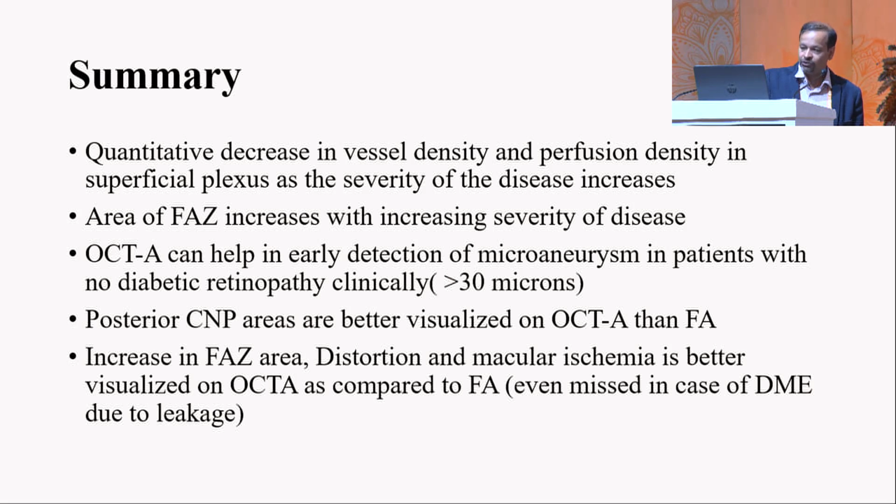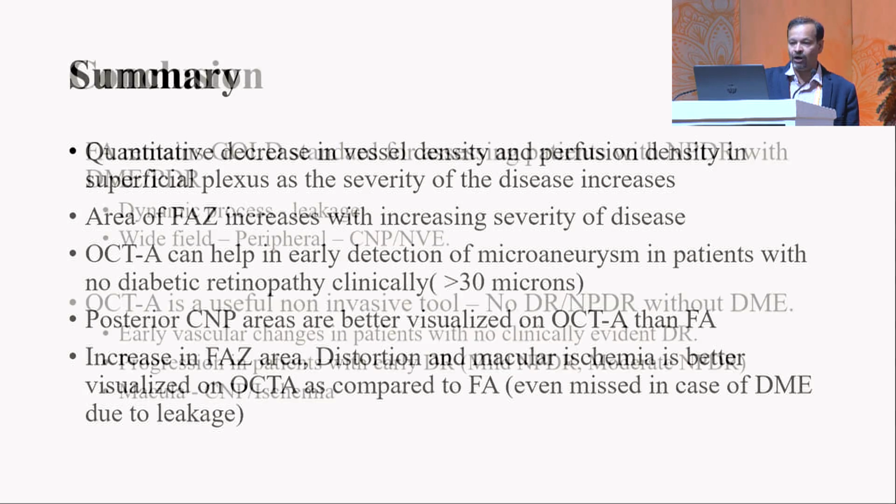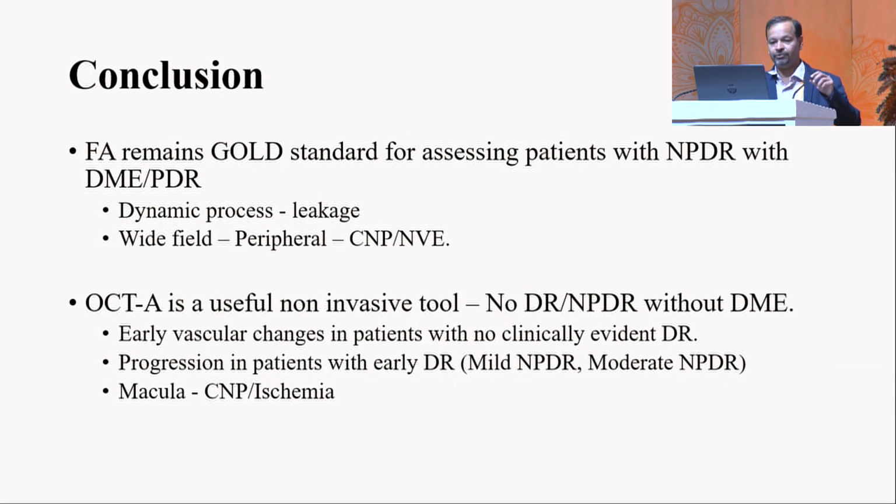And as is known, increase in FAZ area, distortion and macular ischemia are better visualized on OCTA as compared to FFA. And remember, when you assess the FAZ in these patients, it's always best to assess it in the deep capillary plexus and not the superficial capillary plexus. So as of now, FA remains the gold standard for assessing patients with non-proliferative diabetic retinopathy.